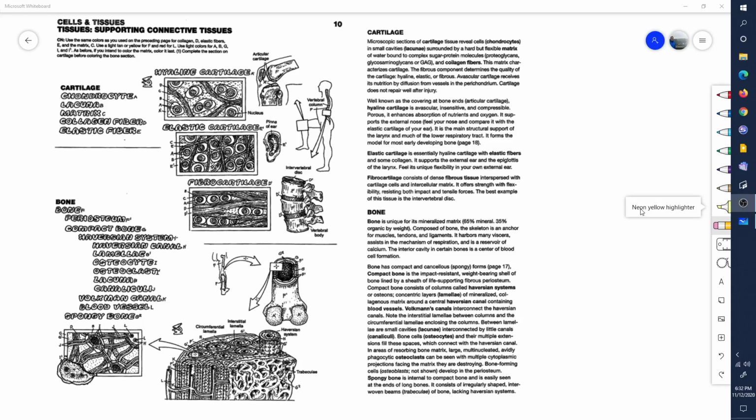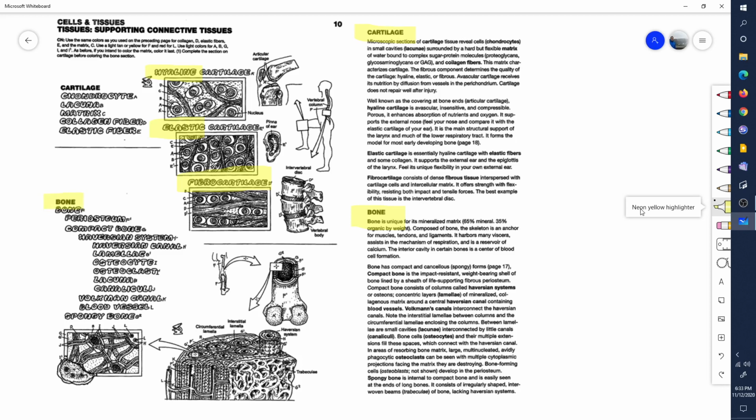All right, now we're moving on to another type of connective tissue, supporting connective tissues. They consist of cartilage and bone. Examples of cartilage are hyaline cartilage, elastic cartilage, and fibrocartilage. And of course, you know bone.